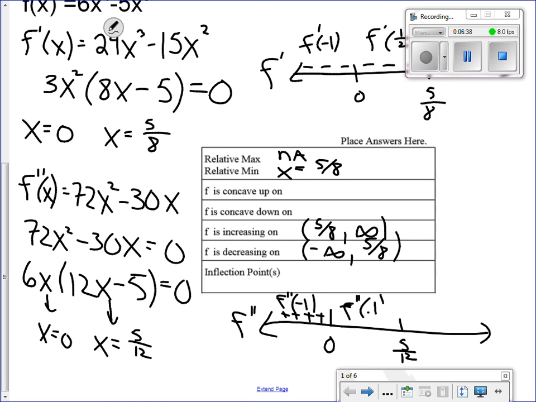We plug 0.1 in, or 1/10. 6 times 1/10, that's positive. 12 times 1/10 would be 1.2 minus 5, that's negative. So we have a positive times a negative, that's negative.